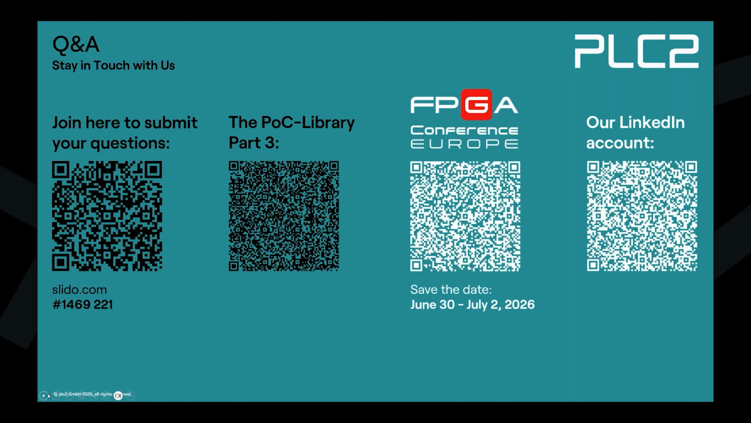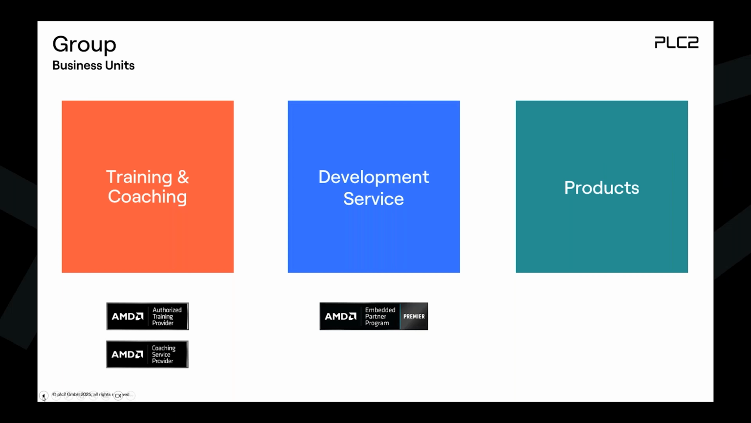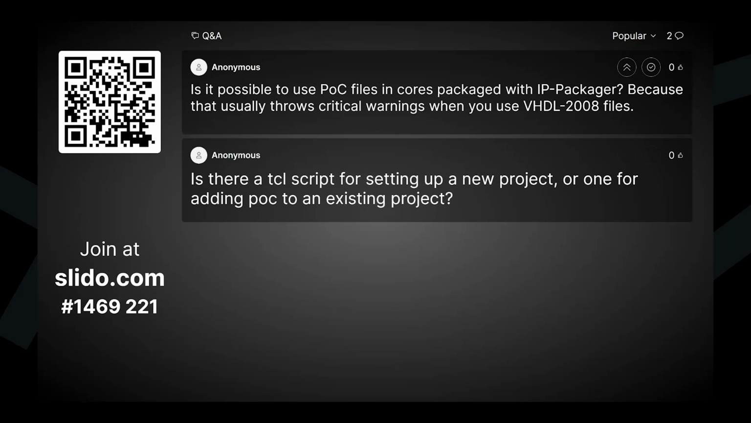I will go back here, where you can see the questions. I hope you can all see them. The first one is: is it possible to use PoC files in a core package with the IP packager, because that usually throws critical warnings when you use VHDL 2008 files?